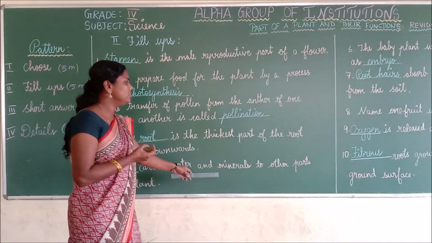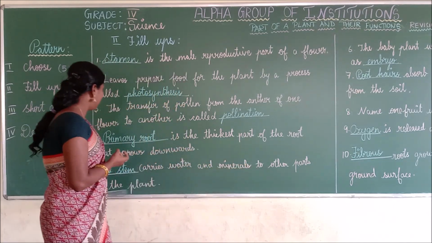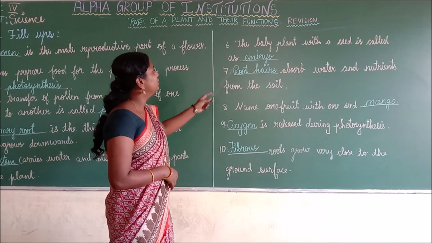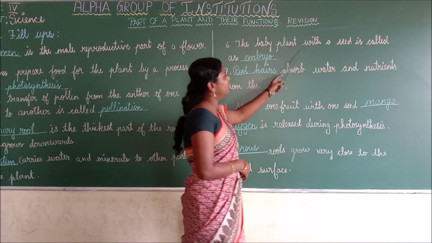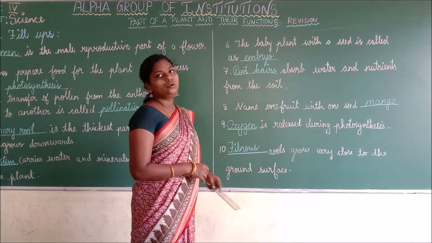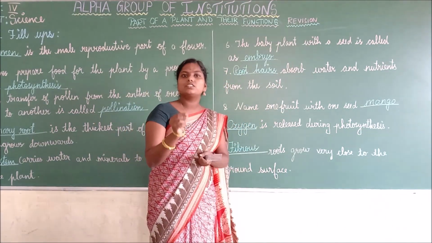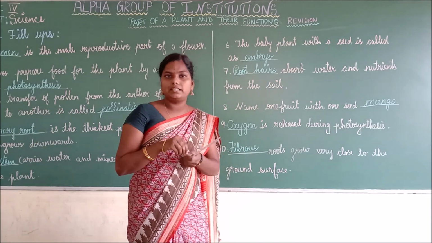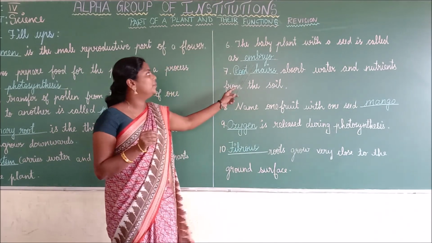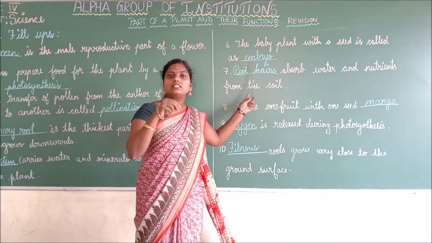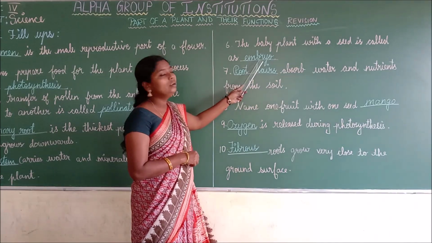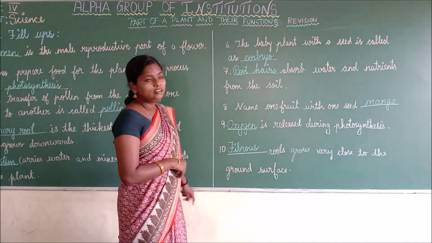water and minerals to other parts of the plants. Is it clear, students? The next one, the baby plant within a seed is called embryo. So every seed contains a small little plant inside the seed, isn't it? This plant in the seed is called embryo. E-M-B-R-Y-O. Embryo. Is it clear?